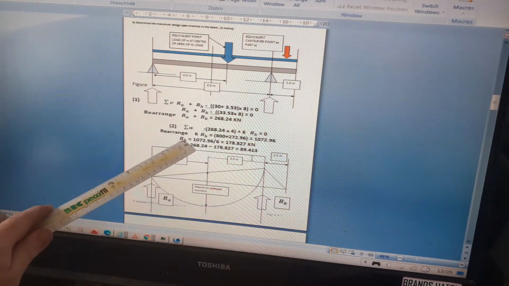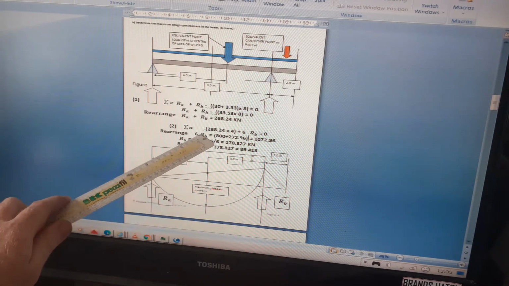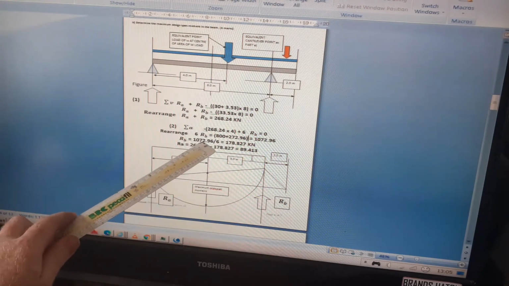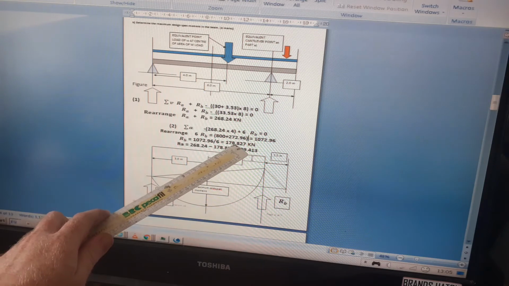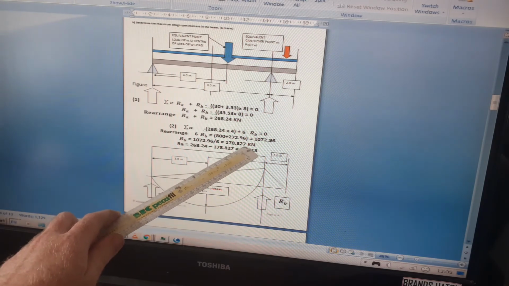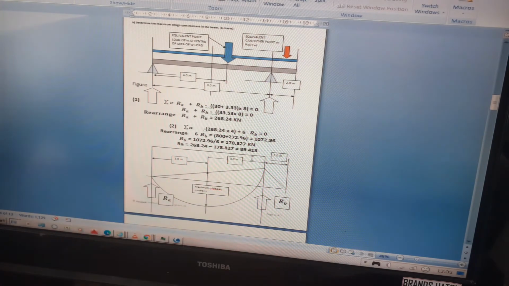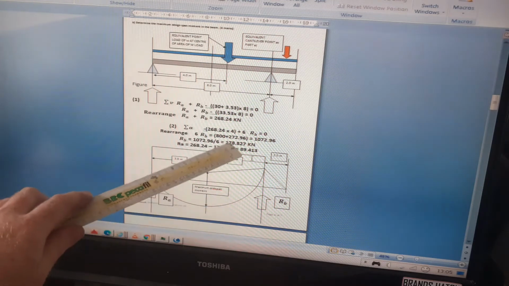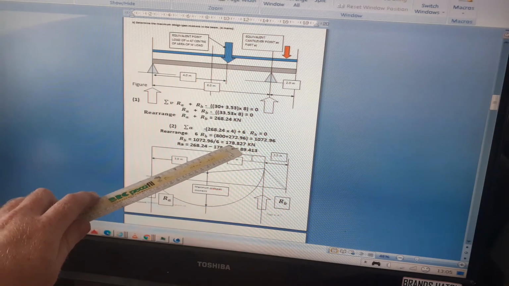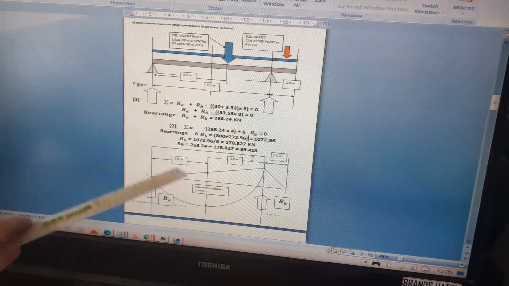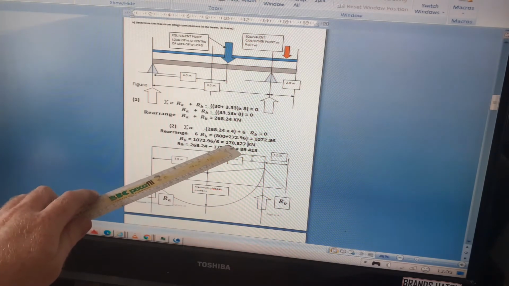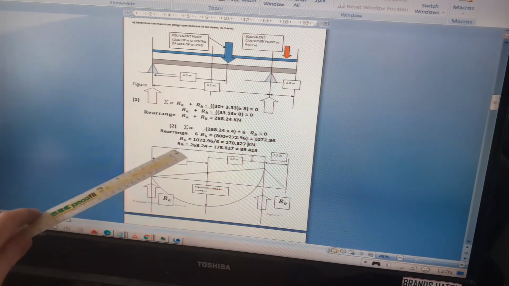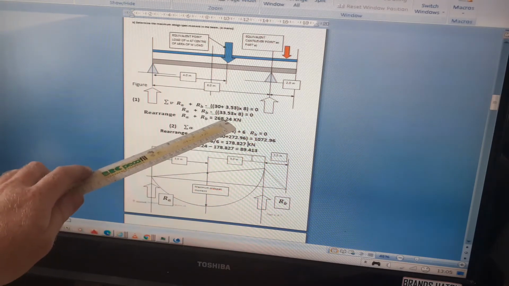So 6 RB is equal to 1072.96. RB therefore is equal to, take the 6 down to the other side, 1072.96 divided by 6, which is 178.827 kilonewtons. So it's a bit of a weird number. If you do it without the self weight, you get 160. I've double checked that.